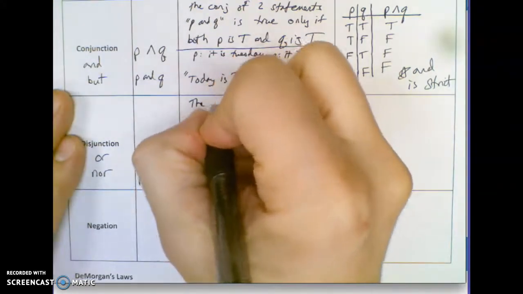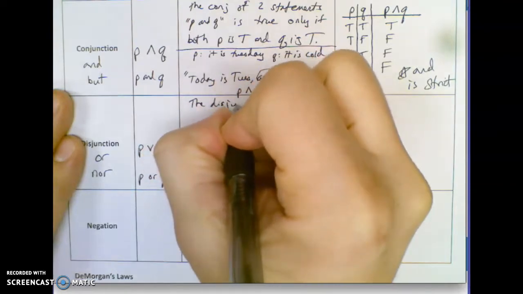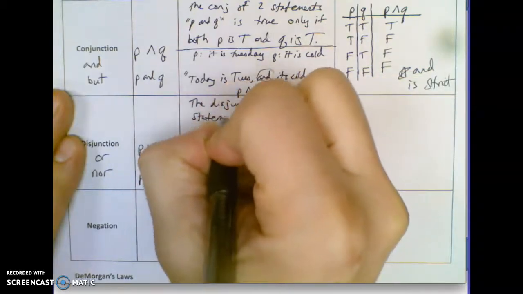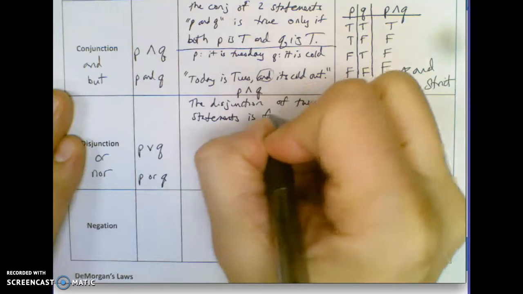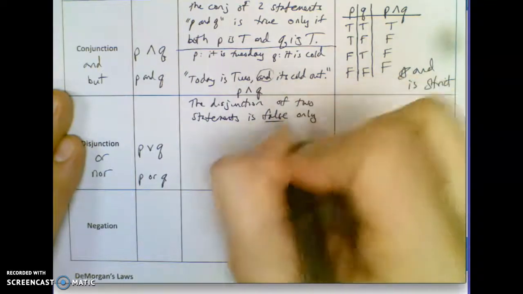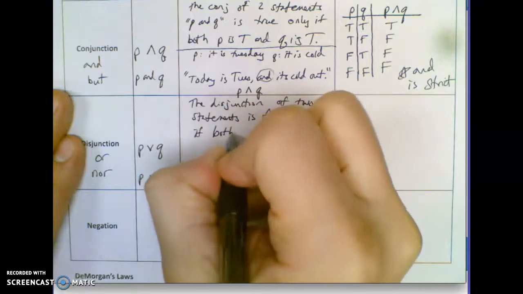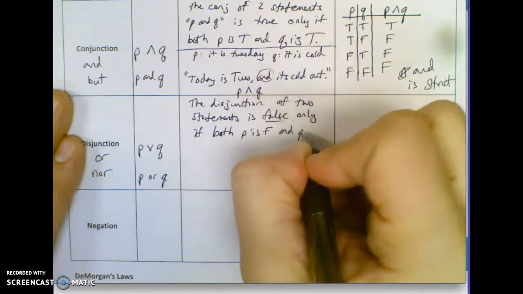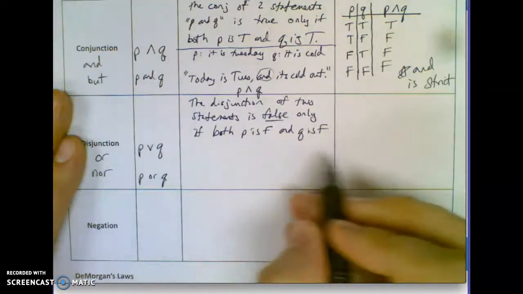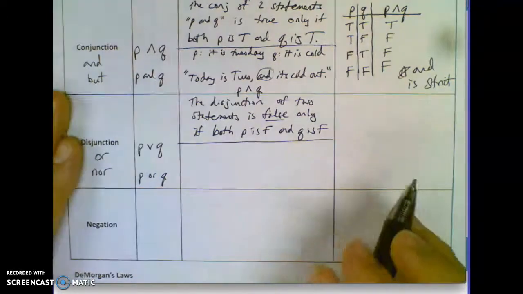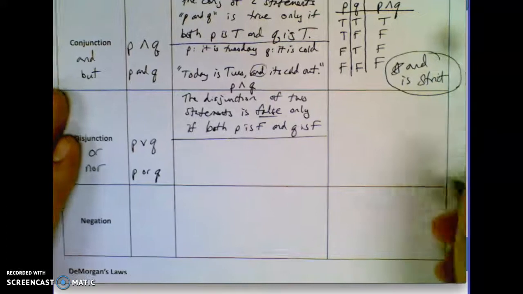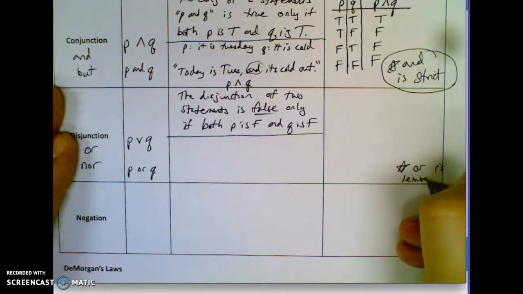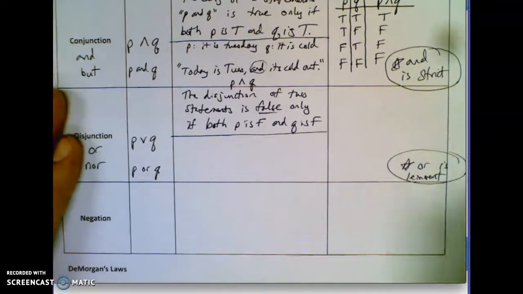Okay, so the disjunction of two statements is false only if both P is false and Q is false. So this is the opposite, really. It's kind of very lenient. If and is strict, then or is lenient. Okay, it's not strict.